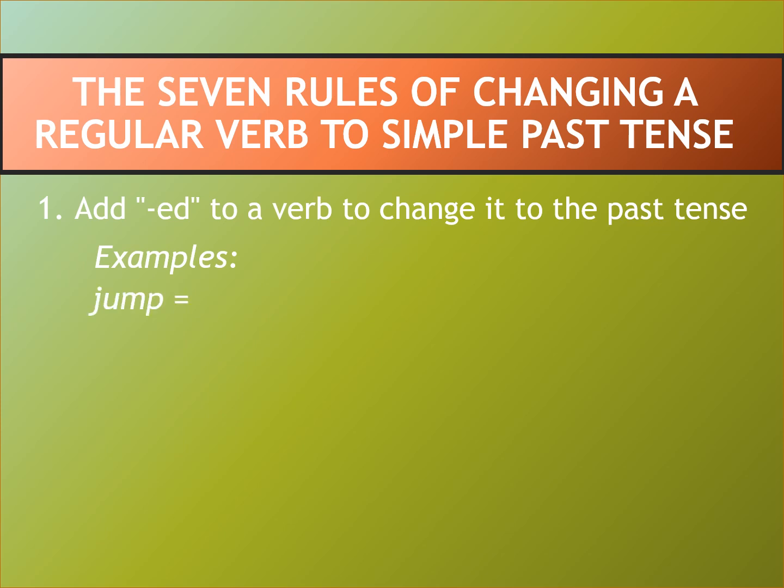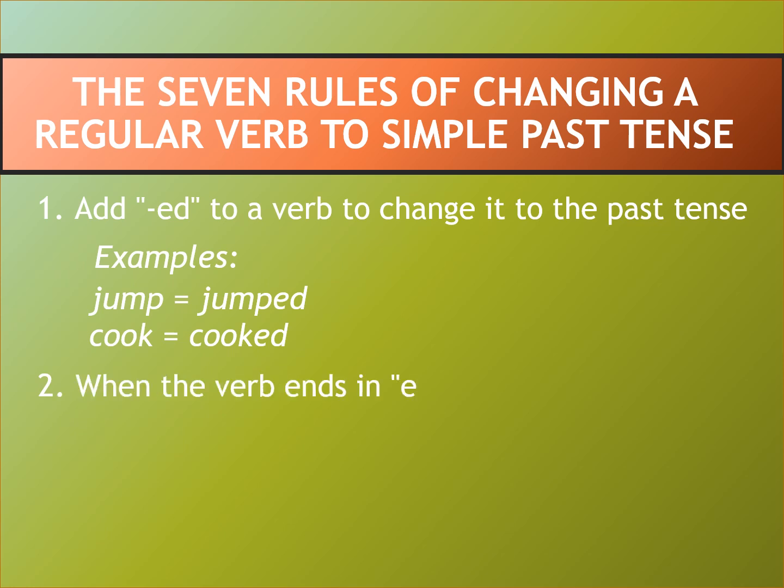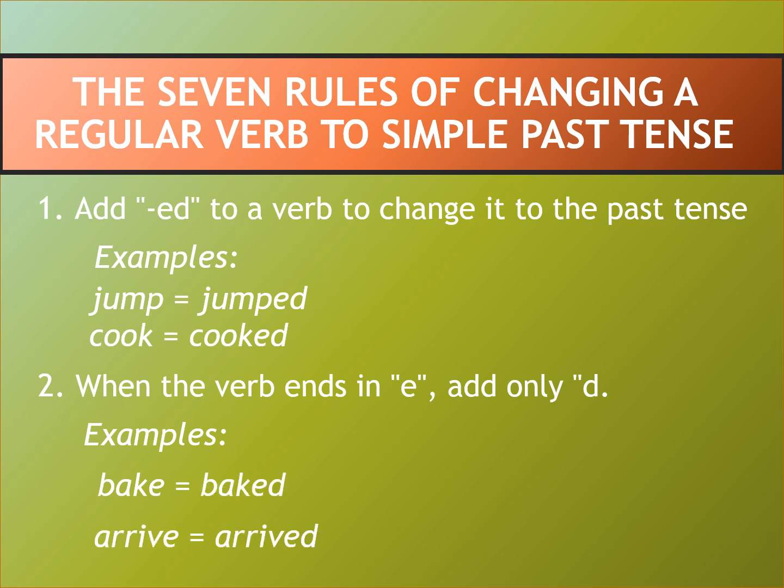Examples: jump, jumped. Cook, cooked. Number 2, when the verb ends in E, add only D. Examples: bake, baked. Arrive, arrived.